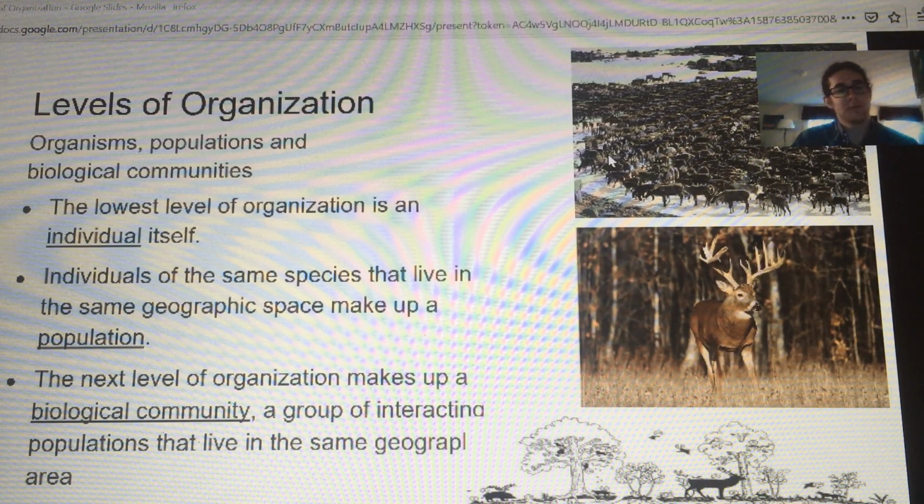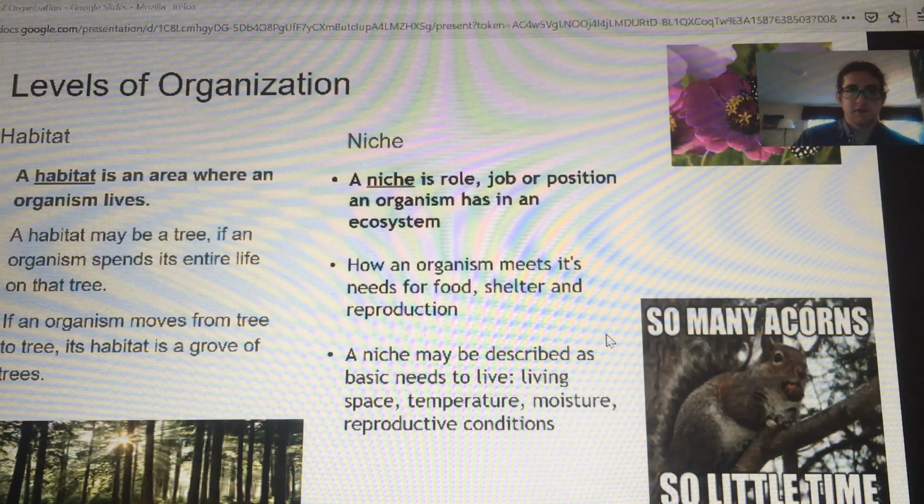And then moving from there, you're going to go to a community. And now, a community is very simply multiple populations that are living together. And then within that community, you have a habitat where the organism lives. And it's important to understand that a habitat can mean very different things for different organisms.